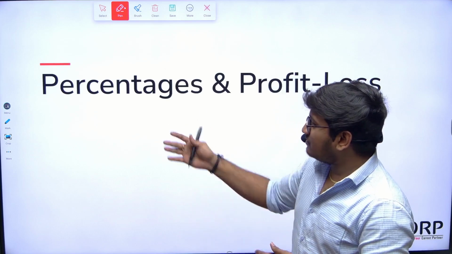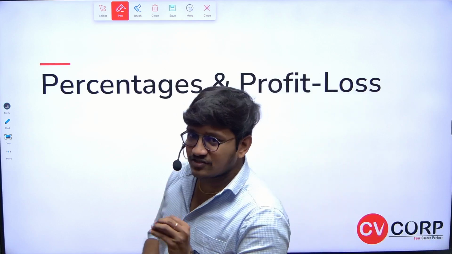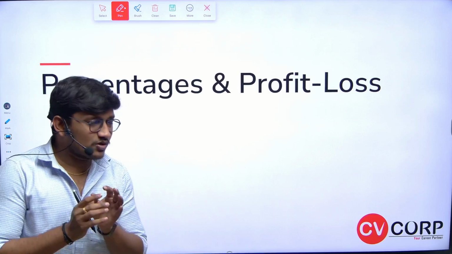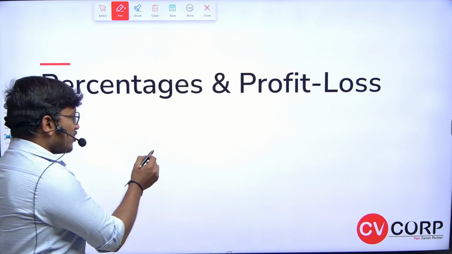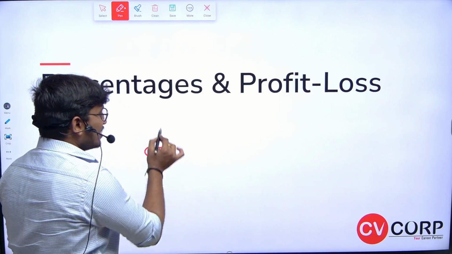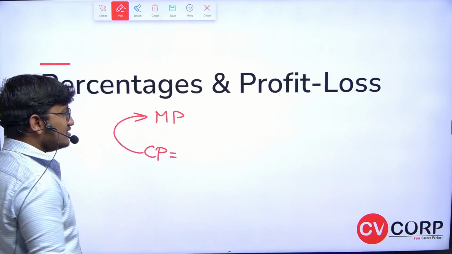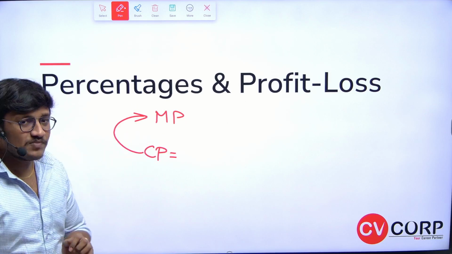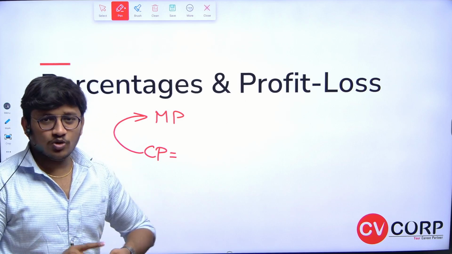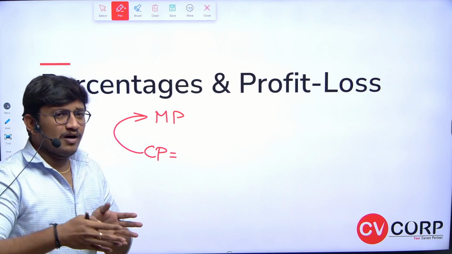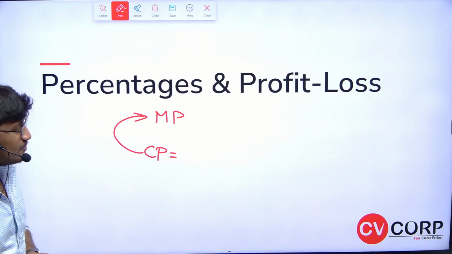Next, when it comes to profit and loss, if you want to solve any questions, the first thing we should understand is the basic terminology. What is meant by cost price? What is meant by market price? From cost price, if you increase the price, that price we call market price. Another name for market price is tag price. You can also call it MRP, markup price or list price. There are so many names for market price.